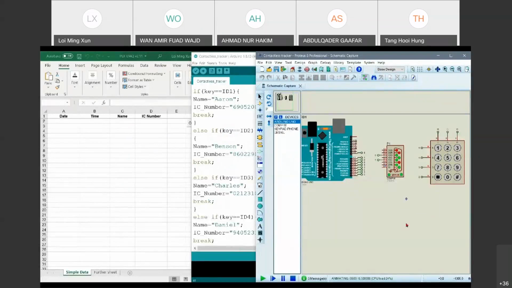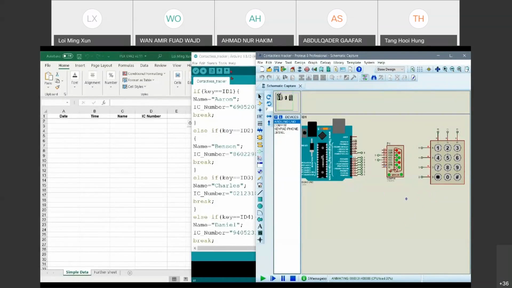Now, I will demonstrate the data transfer process using Proteus simulation. Unfortunately, we do not have any RFID reader module with us, and we are not able to find a virtual one to simulate. So, we replace the RFID input with a numerical input of a keypad.